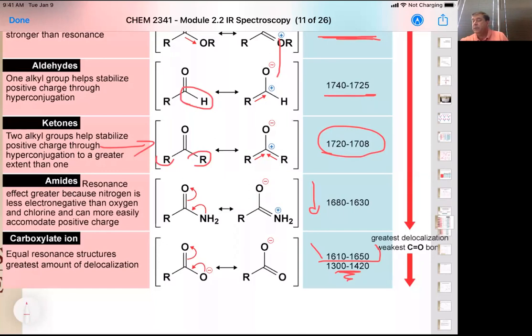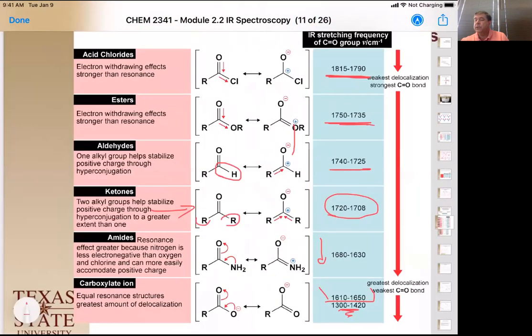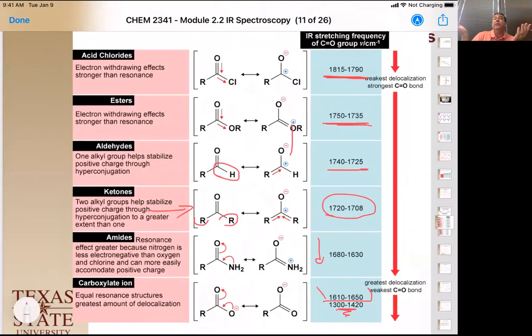And if you don't want to memorize the numbers, you have to figure out, is that electron withdrawing or is it resonance stabilized? Electron withdrawing is going to be higher frequency, resonance stabilized is going to be lower frequencies, with ketones being our baseline right around 1720 to 1710. Questions?